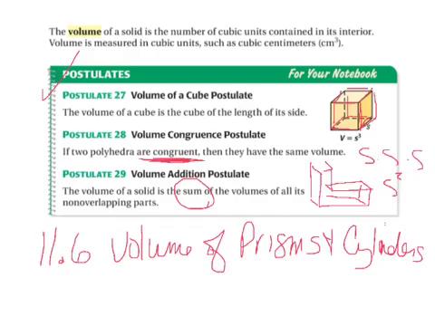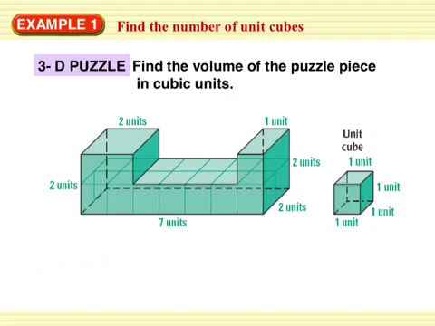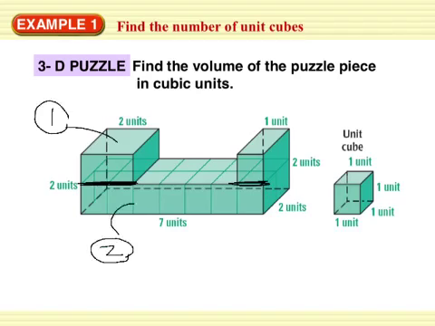Okay, so I could cut this top off, find the volume of that, this, find the volume of that, add them together, and I have the volume of the whole thing. And let's try that. Find the volume of the puzzle piece in cubic units. There's a few ways we can do this. We can find the volume of three different pieces, which I would cut this one right here, cut that one right there. So I'd have piece 1, piece 2, and piece 3.